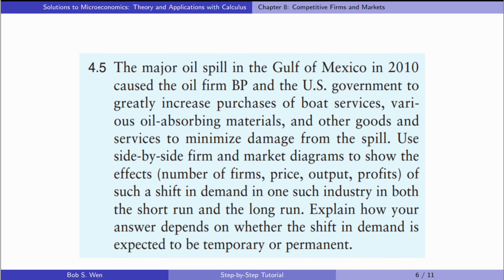Let's solve exercise 4.5. The major oil spill in the Gulf of Mexico in 2010 caused the oil firm BP and the U.S. government to greatly increase purchases of both services, various oil-absorbing materials, and other goods and services to minimize damage from the spill. Use side-by-side firm and market diagrams to show the effects of such a shift in demand in one such industry in both the short run and the long run. Explain how your answer depends on whether the shift in demand is expected to be temporary or permanent.